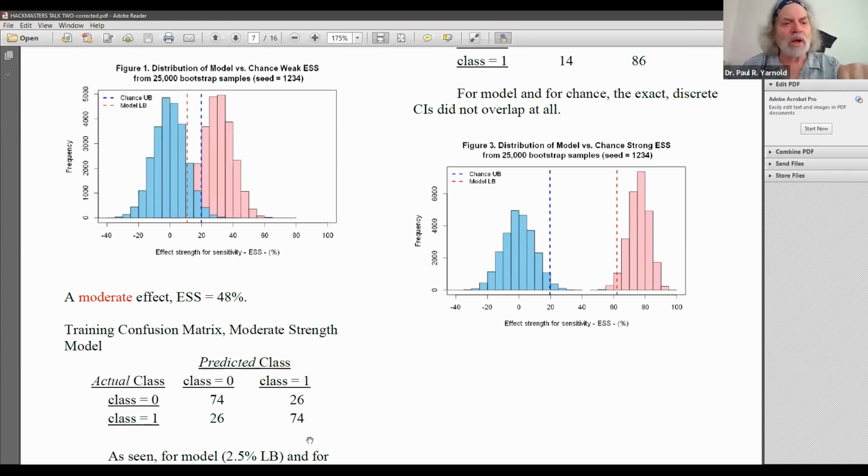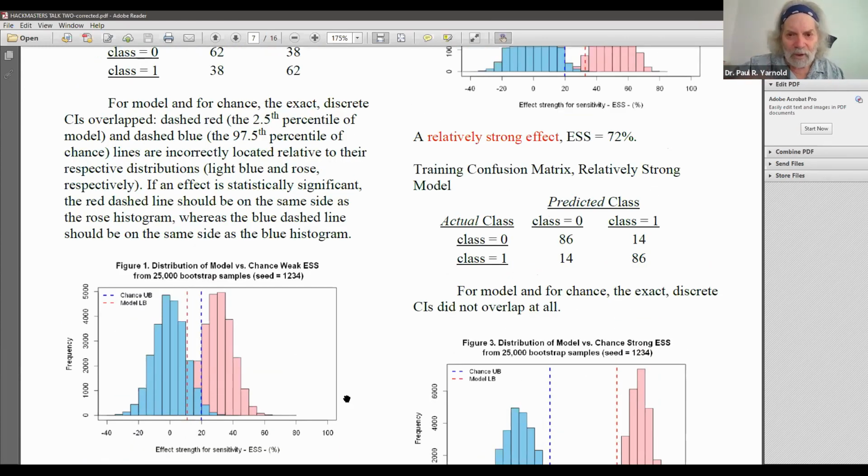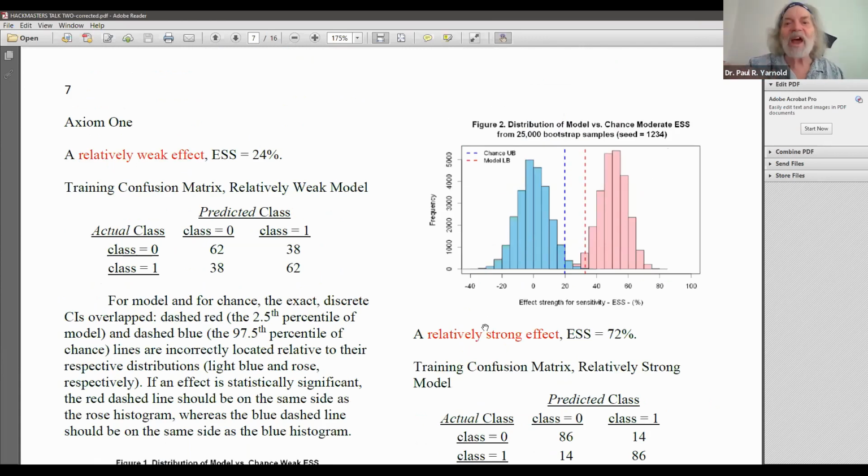Okay, so let's go to the moderate effect. So there's a moderate effect, 48%. Please scroll up to the histogram. Yes. Now this is a moderate effect, almost a relatively strong effect. We'll talk about that later. But you can see the red dotted lines are on the red side and the blue dotted lines are on the blue side, which means even though they interact a little bit, you can see the blue and the red stacking up there in the middle. The 95% lower bound for the model does not overlap the 95% upper bound for chance. So that is a statistically significant difference, okay?